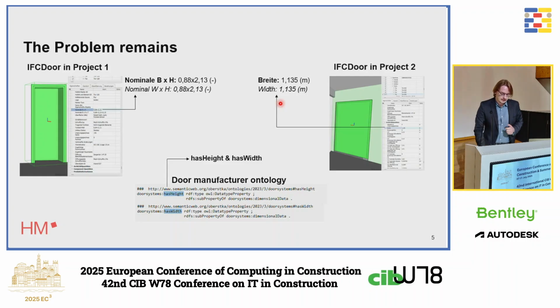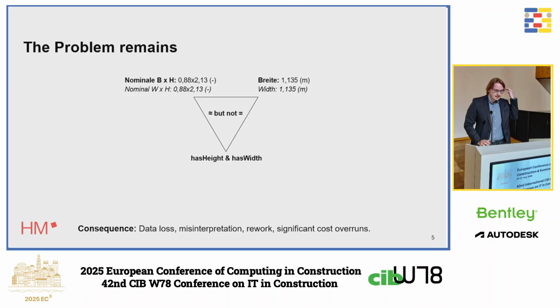Breite, which can be translated to width. So we will find here that this is not only a matching problem between different attributes, we will also find that this is a problem of different levels of aggregation, because here we find, for example, an attribute that is stored in a single line, which is obviously a fault. So we can tell that we basically have more or less the same attributes that are named differently, but we are talking about the same thing. And the consequence here is that we have a lot of data loss, misinterpretation, rework, and significant cost overruns.